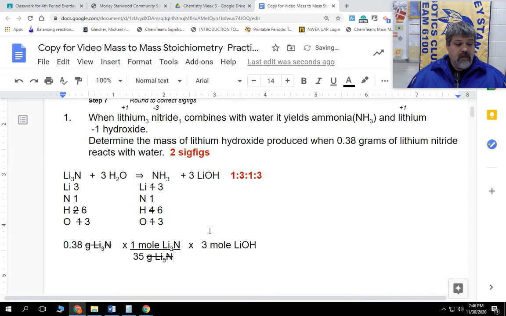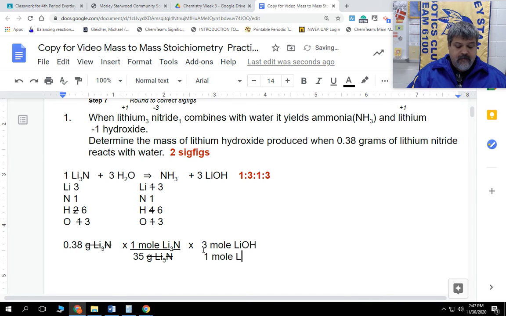What I need to do, though, is I need to put on what's on bottom. So I have moles of lithium nitride. So that's going to be 1. There's no number there, but we know that if there's not a number, it equals 1. So down here, we're going to put 1 mole of lithium nitride. So 3 moles of lithium hydroxide equals 1 mole of lithium nitride. We get that from our balanced chemical equation. That's why we had to balance that chemical equation.